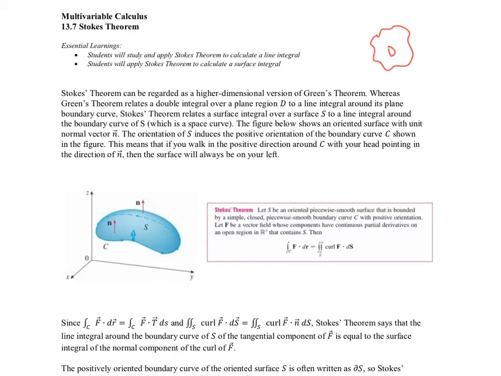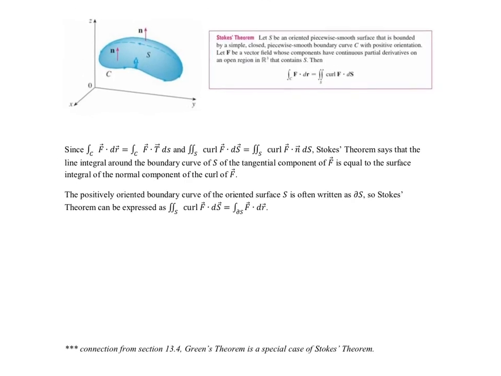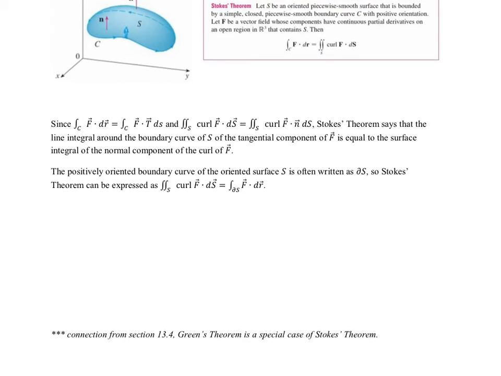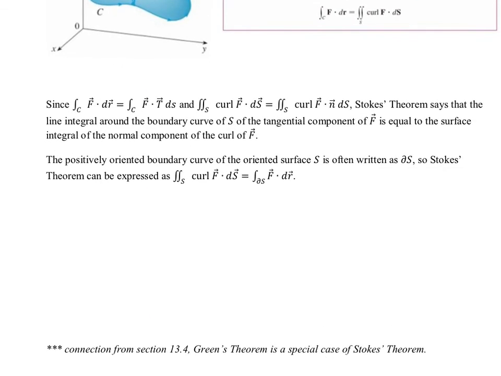You can read through the rest of our notes here. It just kind of goes through the development of Stokes' theorem. Obviously, the proof is very, very complex. There's also an alternative notational definition to it. I haven't seen that too often.